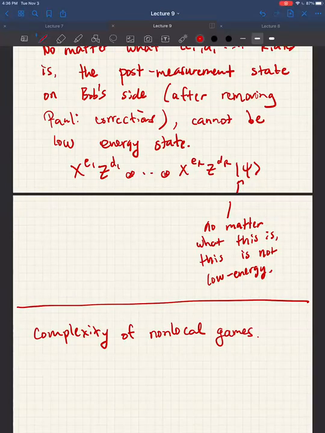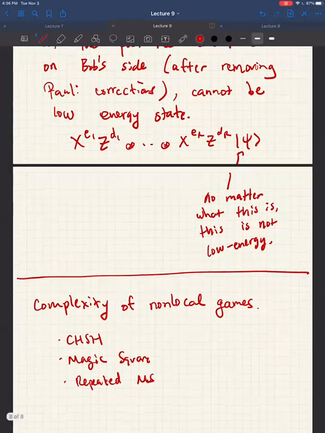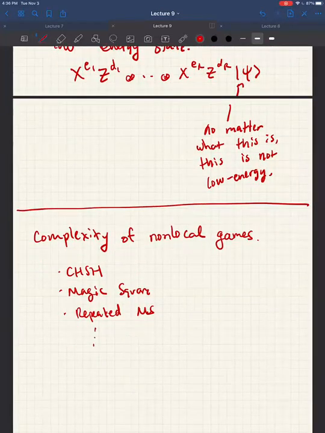So we've learned about a bunch of non-local games. Some examples are the CHSH game, the magic square game, the repeated magic square game, and so on. What's really interesting about them is that they have these rigidity properties. Not only are these non-local games tests for entanglement, right? As a classical verifier, you play with Alice and Bob, and you can actually certify that they have very specific kinds of entanglement and that they're performing specific quantum operations.